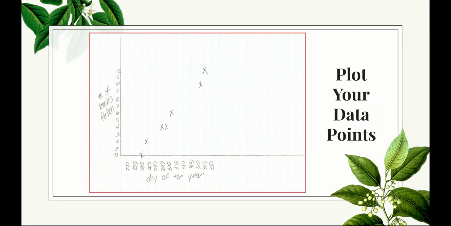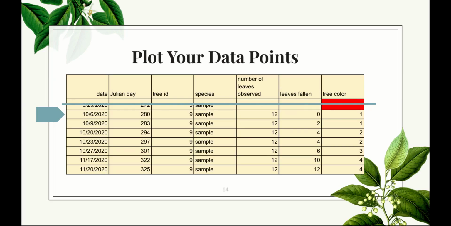Final and last step is to plot your data points. And this is the hardest part. This will take some time, and you're going to have to be really focused and very careful to be accurate with your graph. First, find the tab that has the spreadsheet with your data table in it. For now, we're going to skip this first row. That's going to be extra assignment if you get done early.